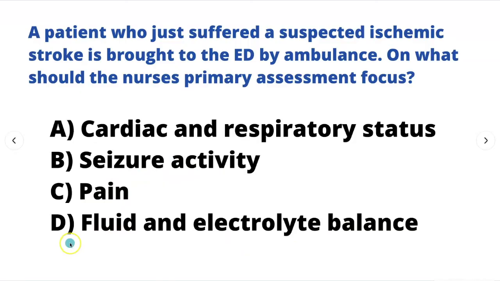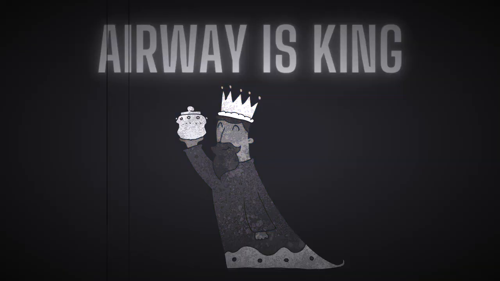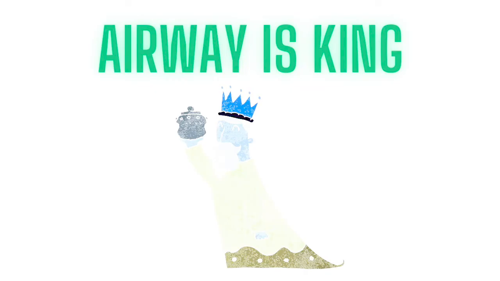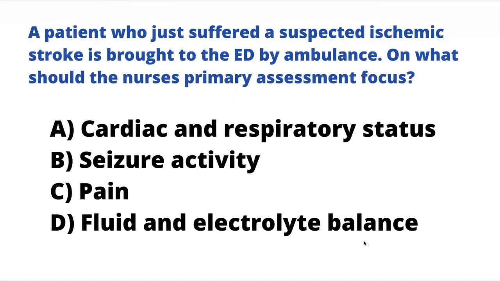Now remember that under physiological, fluid and electrolyte is there also, but airway is king, okay? Airway is king. Airway is king. All right, so maybe that'll help you remember. Cardiac and respiratory status, again, is what we are worried about. ABCs. Think ABCs before you go on to other things under physiological.